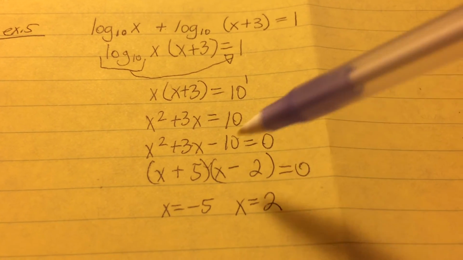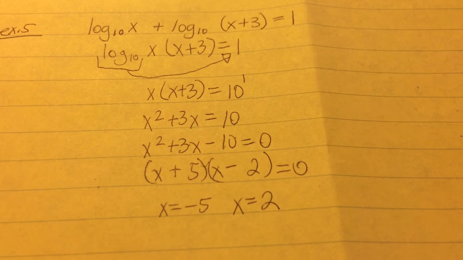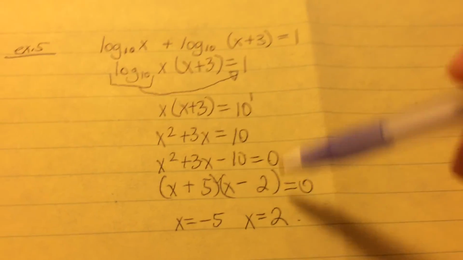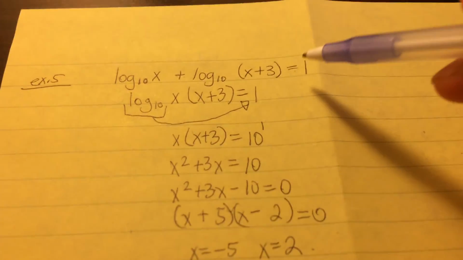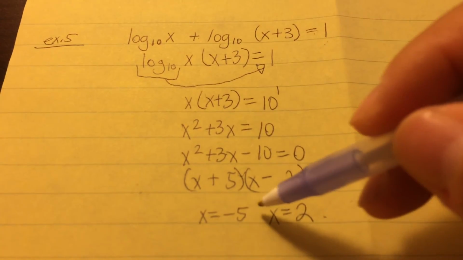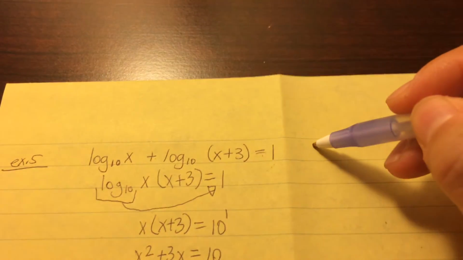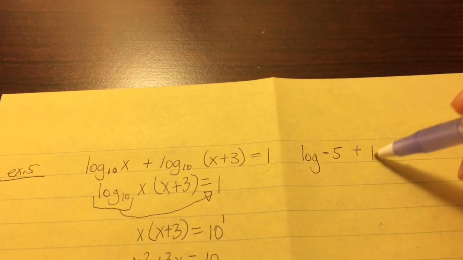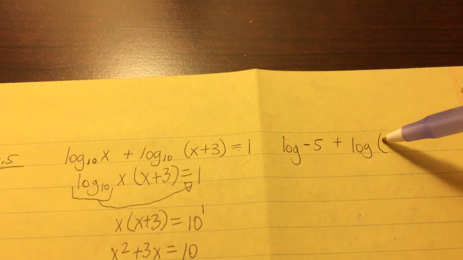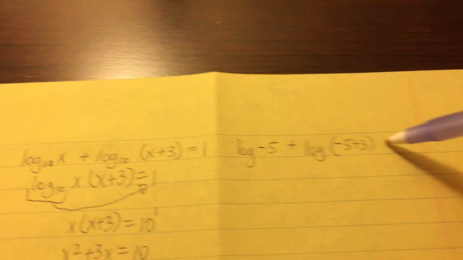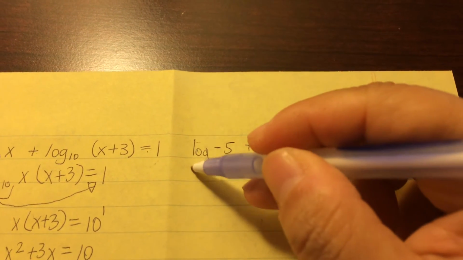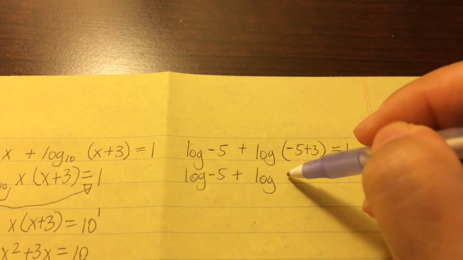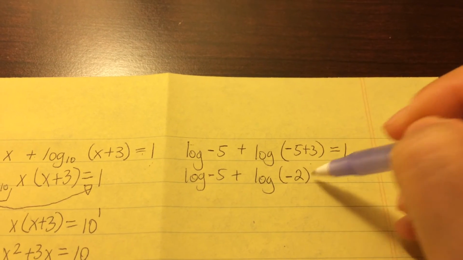But whenever you have to do some algebra to solve for x on this part right here, you always have to go back and check it to make sure it works. So where do I check it? I take this and I put it back into the original equation, and we're trying to see if it actually equals 1. So we're going to do -5 first in here. If I put in log -5 plus log -5 plus 3, we're trying to see if it equals 1. So this right here, I can bring it down to log -5 and log -2, and equals 1.